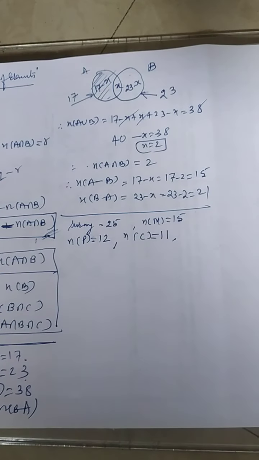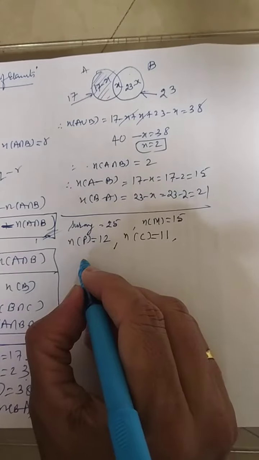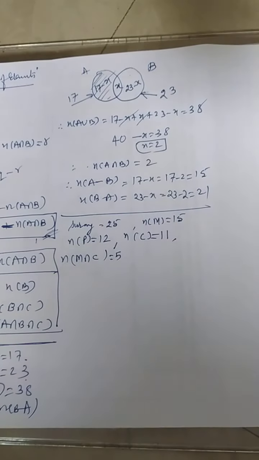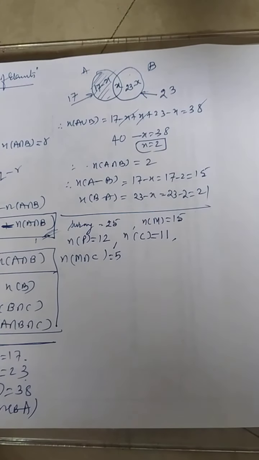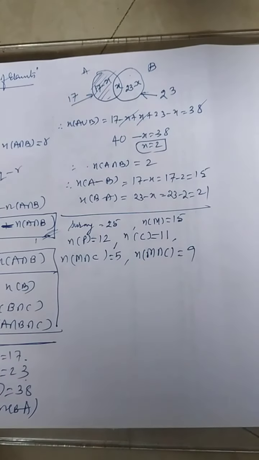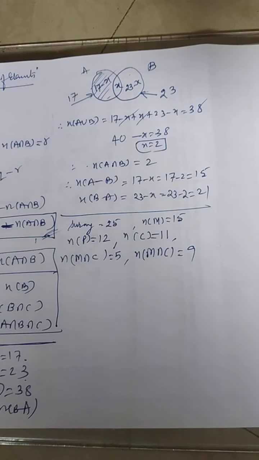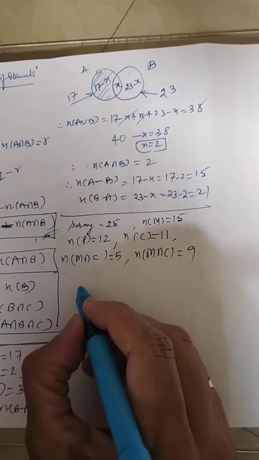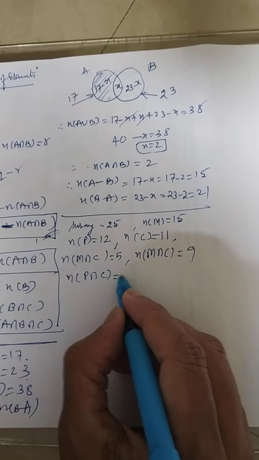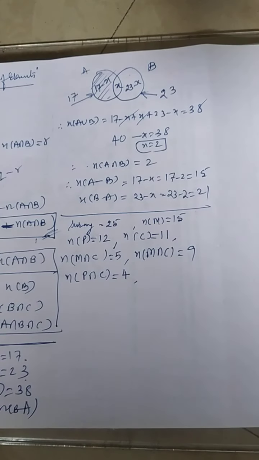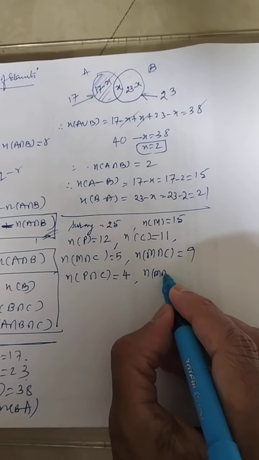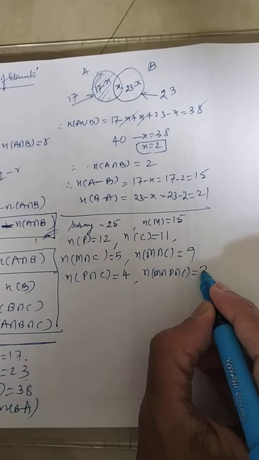Apart from that, what else is given? 5 have taken maths and chemistry, and 5 is the number. 9 students have taken maths and physics, so I am writing it as an intersection. 4 students have taken physics and chemistry, and 3 students have taken all 3 subjects. That means the number of M intersection P intersection C will be equal to 3.